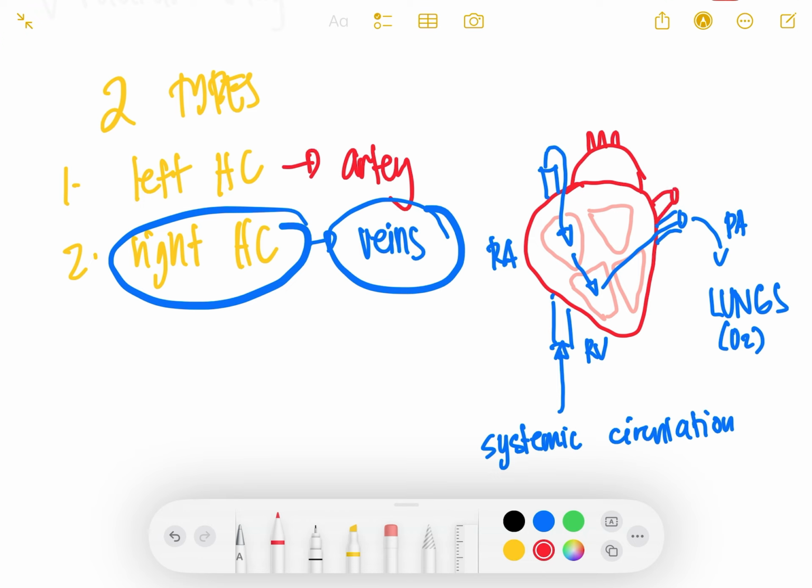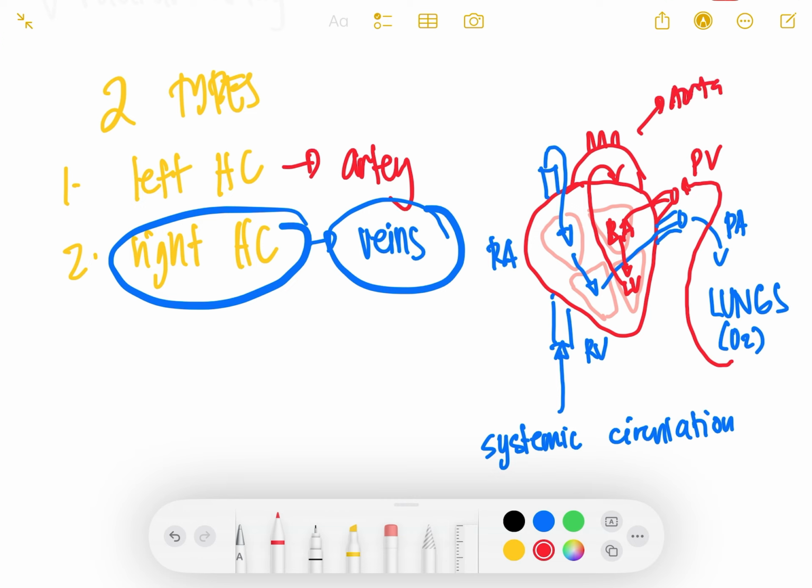Okay, this is for imaging purposes. Okay, ngayon, ito may oxygen na siya. So, it has to go back to the heart. Dadaan siya kay pulmonary vein. Okay? And then, it will go to your left atrium, and then down to the left ventricle, and then up, okay, sa pinaka-major artery natin, which is the aorta.